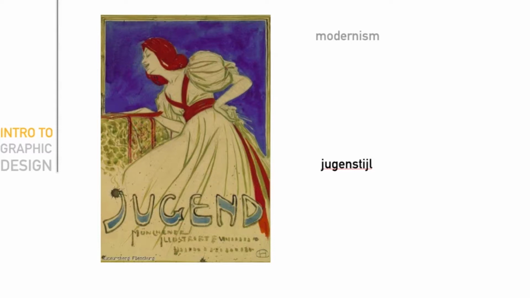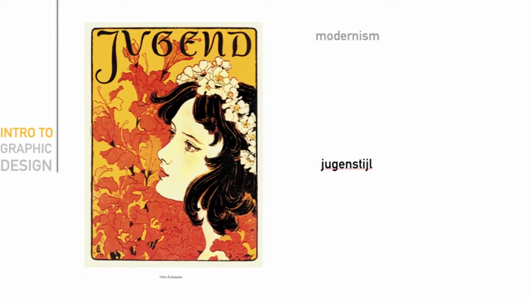So in Germany, Art Nouveau was known as Jugendstil, which means youth style. Little less evidence of foliate tendrils, but a lot of energy in how figures were drawn. The use of hand lettering. This by Otto Eckmann. There was actually a magazine called Jugend. It focused on this youthful Art Nouveau style.